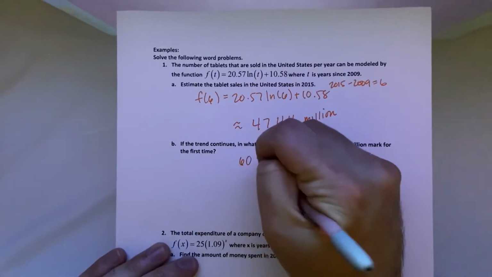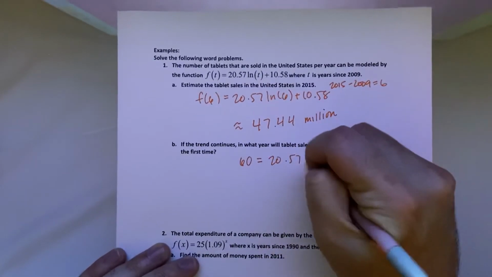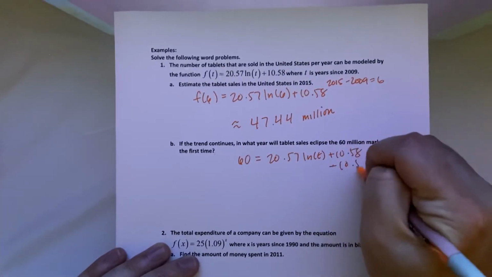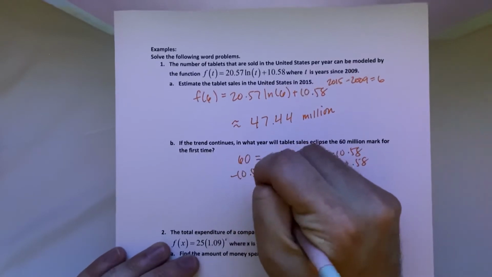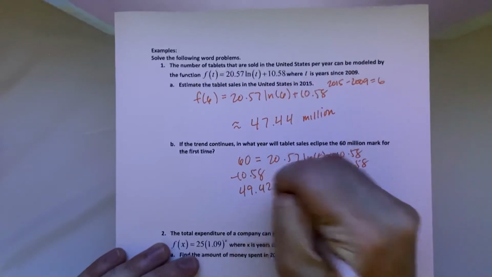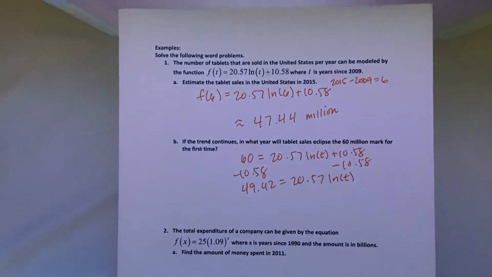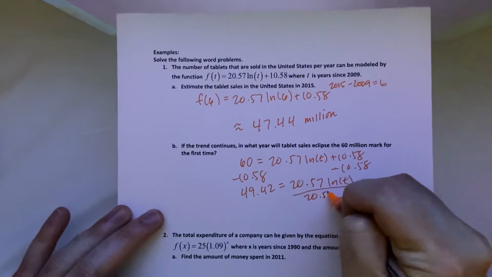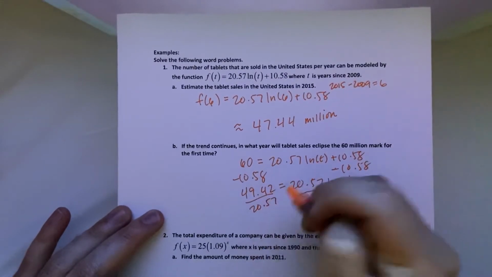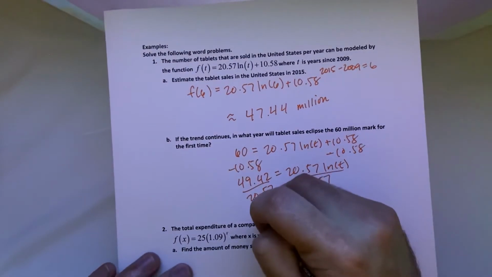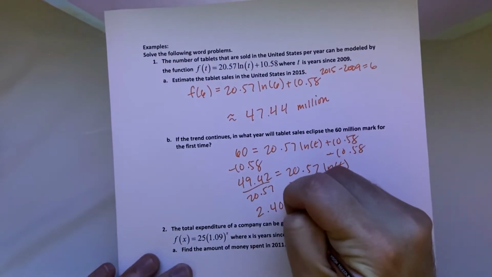So I set 60 equal on the left side, 20.57 ln of t plus 10.58, and now I'm going to go backwards. Subtract 10.58. We get 49.42 equals 20.57 times the ln of t. Divide by the 20.57. I'm going to approximate that here. 49.42 divided by 20.57 is about 2.403.